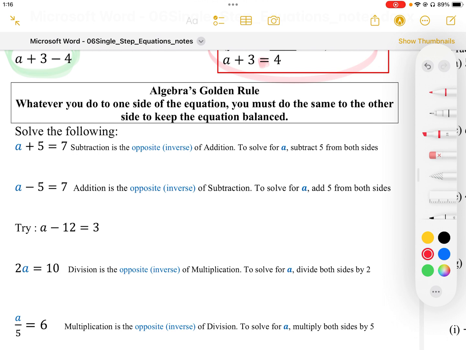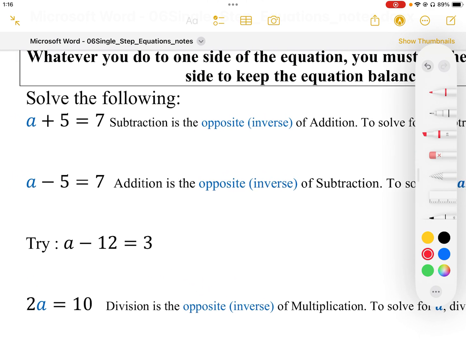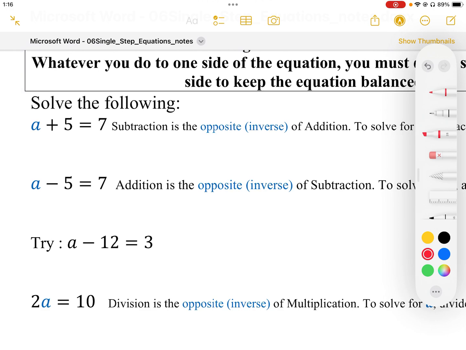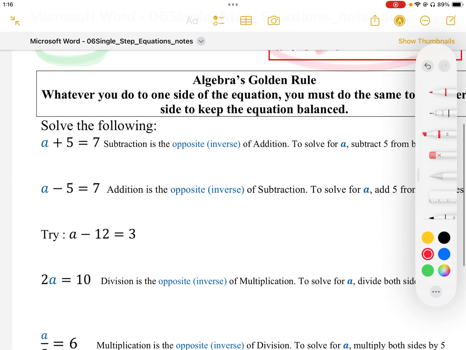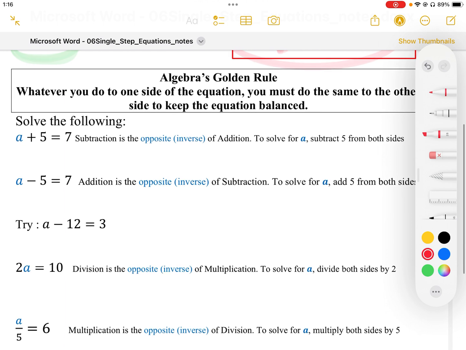What we're also going to do is undo. We're going to undo plus. So here we have a plus 5. We're going to undo a plus with a minus, and we're going to make sure we do it to both sides. So we're going to subtract 5 from both sides.